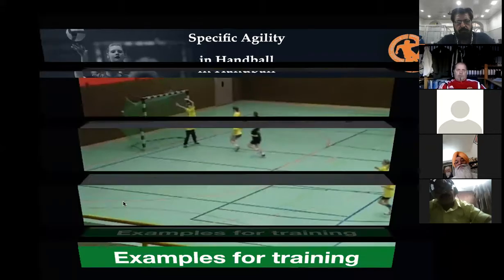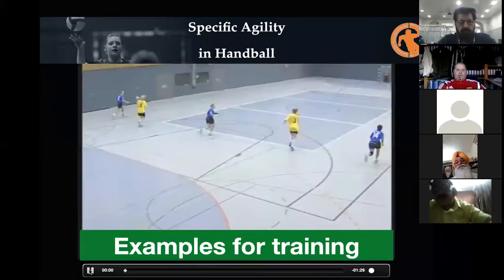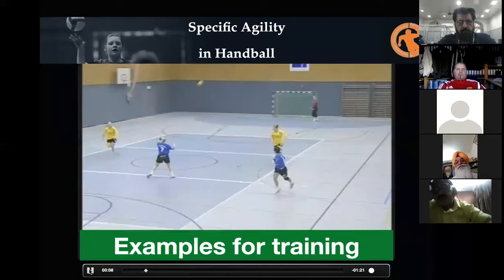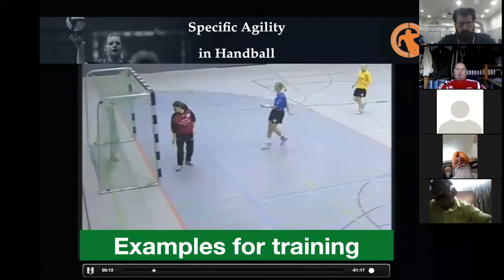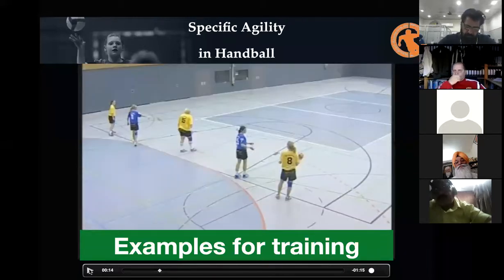Okay. One more example from fast break. Now you can see a so-called transition game. This transition game is something quite interesting because, again, we see the structure of that drill in two phases. Now the first phase is the ball circulation from that side of the court to the other side.